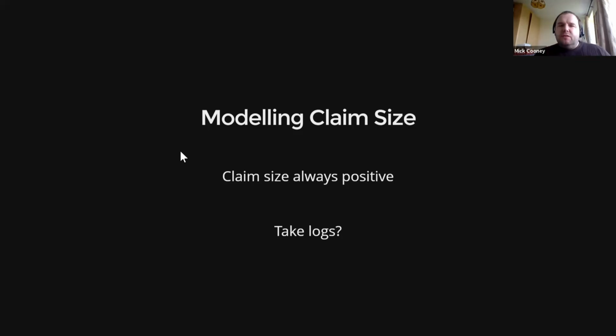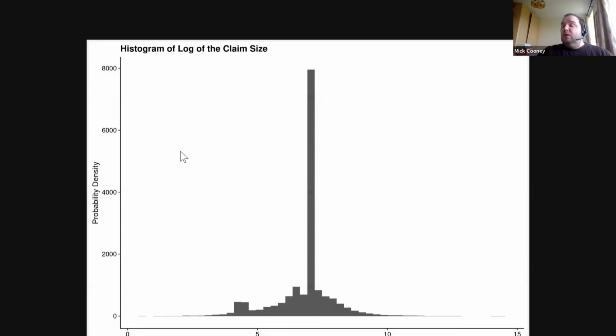But for this kind of stuff, where you're generally in what are called consumer lines, personal lines like car insurance and home insurance, you generally have a lot more variability in the claims. So you just don't have as much predictive power. So we've taken a log of the claim size and then plotted a histogram. So we see that we get this very large spike here down the middle.